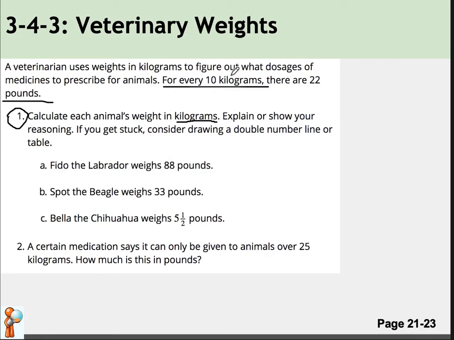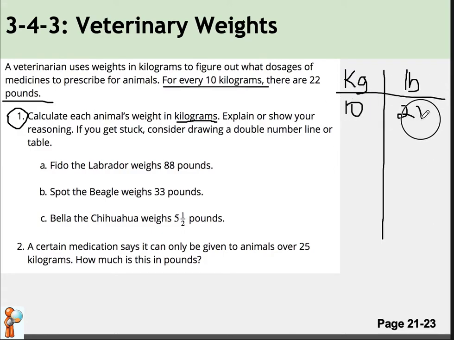So for every 10 kilograms, there are 22 pounds. So we know we have kilograms. I'm going to draw a table. To pounds. I'm going to put LB for pounds because that's the symbol for pounds. Kilograms to pounds. So we know our ratio is 10 kilograms for 22 pounds. Right? So let's do A. Fido, our Labrador, is how many pounds? He's 88.